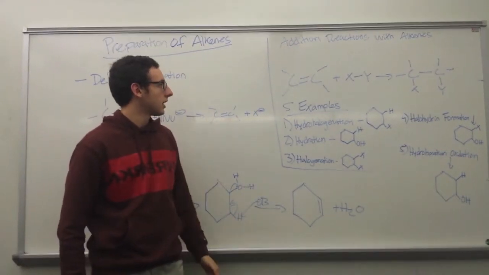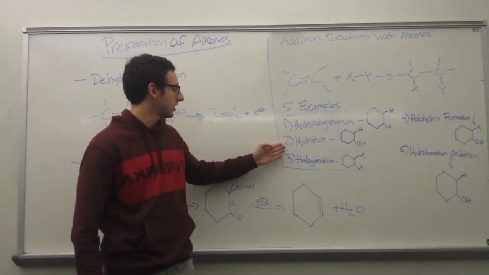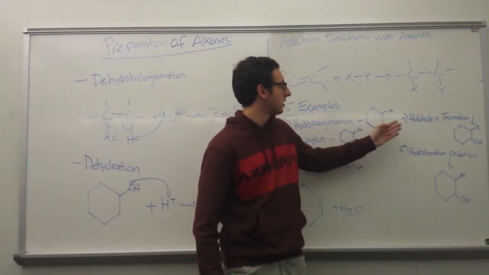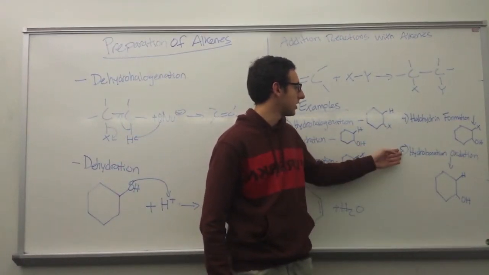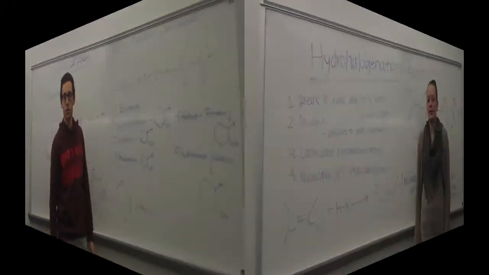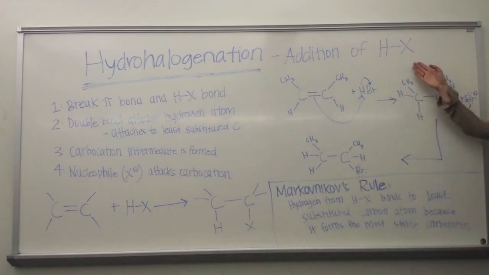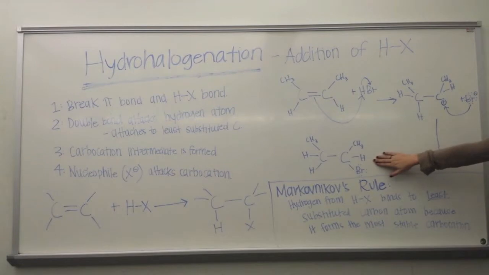Addition reactions with alkenes that we will be talking about today include hydrohalogenation, hydration, halogenation, halohydrin formation, and hydroboration oxidation. And this is the general setup for an addition reaction. So the first addition reaction we're going to talk about is hydrohalogenation. That's when a halogen and a hydrogen attack an alkene to form a new compound.